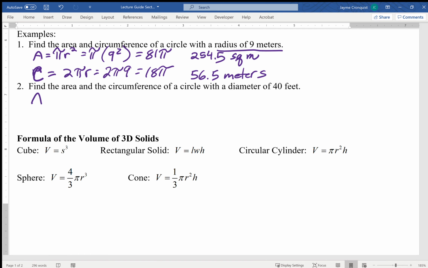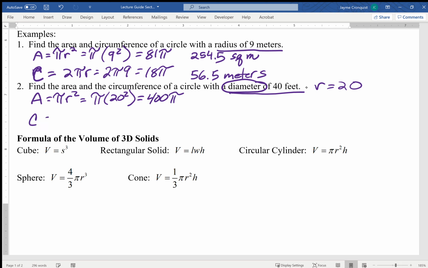Find the area of a circle with a diameter of 40. Well, this means that r is 20, right? Because it's a diameter. You have to be careful. So a is equal to pi r squared, which is equal to pi times 20 squared, which is 400 pi. The circumference is 2 pi r, which is really pi d, so we can use d for this one, so it's just 40 pi. So now we have to multiply these.